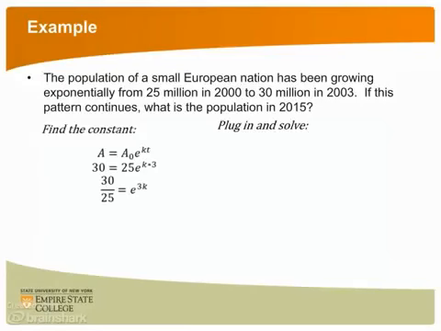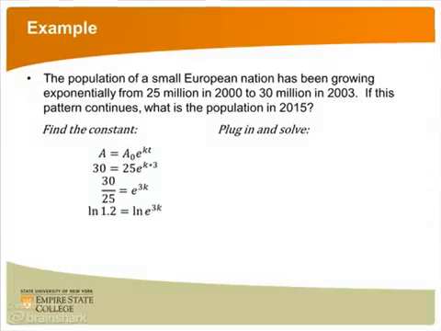We divide both sides of the equation by 25. Sometimes we leave this division step as a fraction, but the result of dividing 30 by 25 is a nice decimal, so we can write it as 1.2. On the right side of the equal sign, the 25 cancels out, and we are left with e raised to the 3k power. Take the natural logarithm of both sides of the equation.